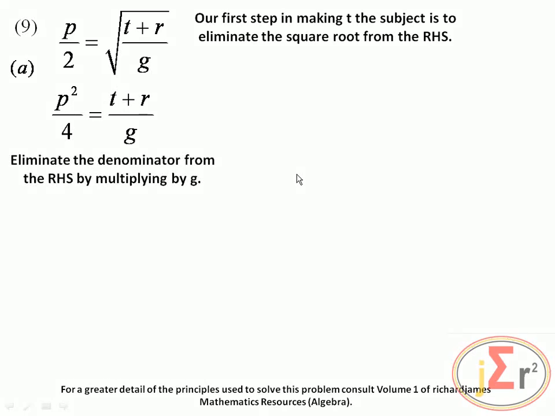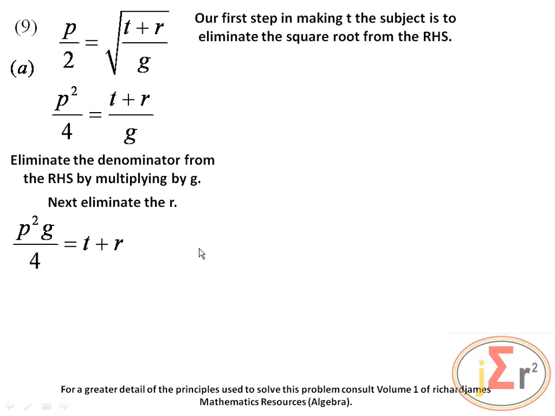Eliminate the denominator from the right hand side by multiplying by g. So we will multiply both sides by g. Multiplying both sides by g will cause g to be cancelled from the right hand side, and of course we will have p squared g or gp squared on the left hand side. So we have p squared g over 4 is equal to t plus r.